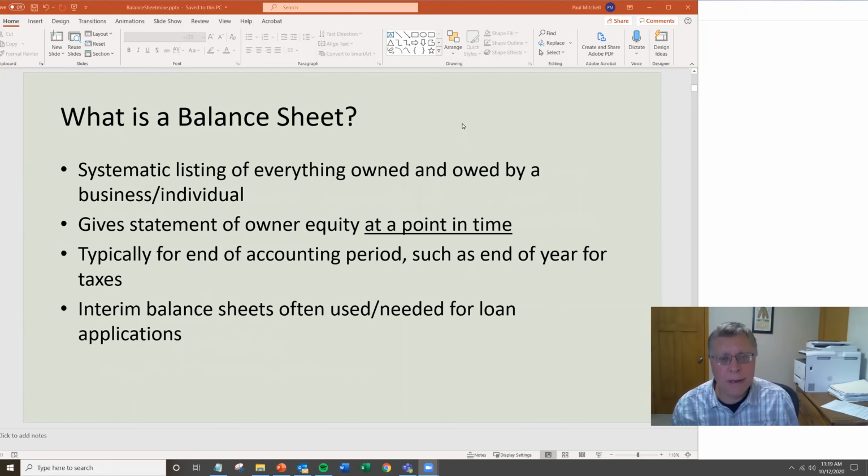So first off, what is a balance sheet? It's essentially a listing of everything that's owned by the business or the farm and everything that's owed to somebody else, all systematically laid out in a structured format so you can help understand it. And what it does is it gives you a statement of owner equity or net worth at a point in time on a specific date. It's typically at the end of an accounting period, such as the end of a year for tax purposes or whenever your farm's fiscal year ends.